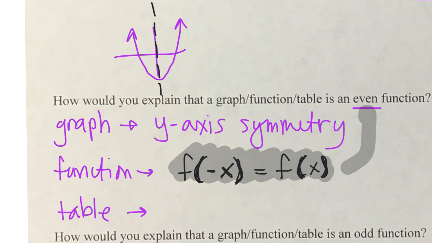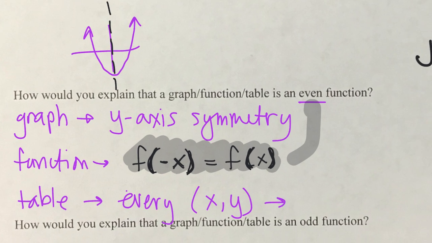And lastly, from a table, you'll notice that every point you have, every x comma y, will change into a corresponding negative x comma y. So for an even function, the x values go from positive to negative. They change signs, but the y values do not. If you're looking for a numerical explanation, that is it: the x values change signs and the corresponding y values do not.